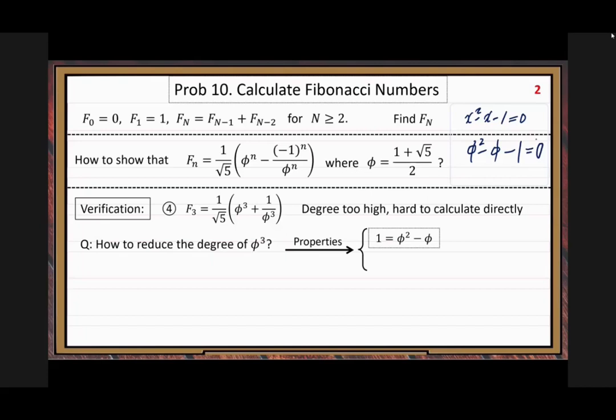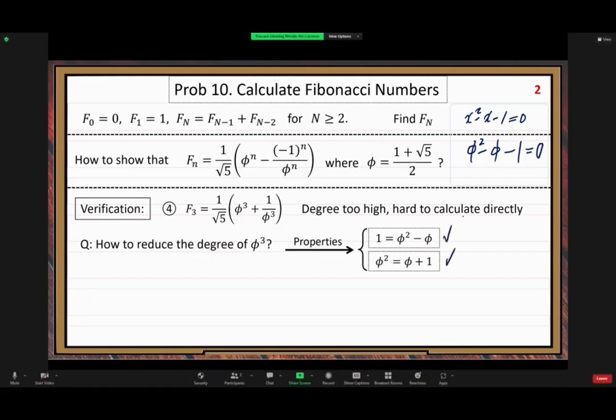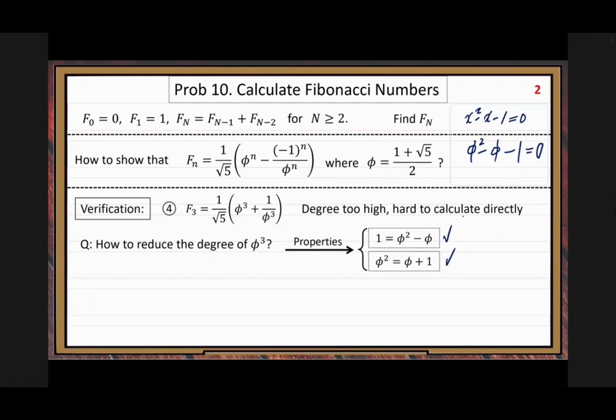And we can also move the two negative terms to the right hand side. We get phi squared equals phi plus 1. So we have these two golden ratio properties. So we can apply these two identities to simplify our golden ratio related expression. Here, let me show you how to use it.